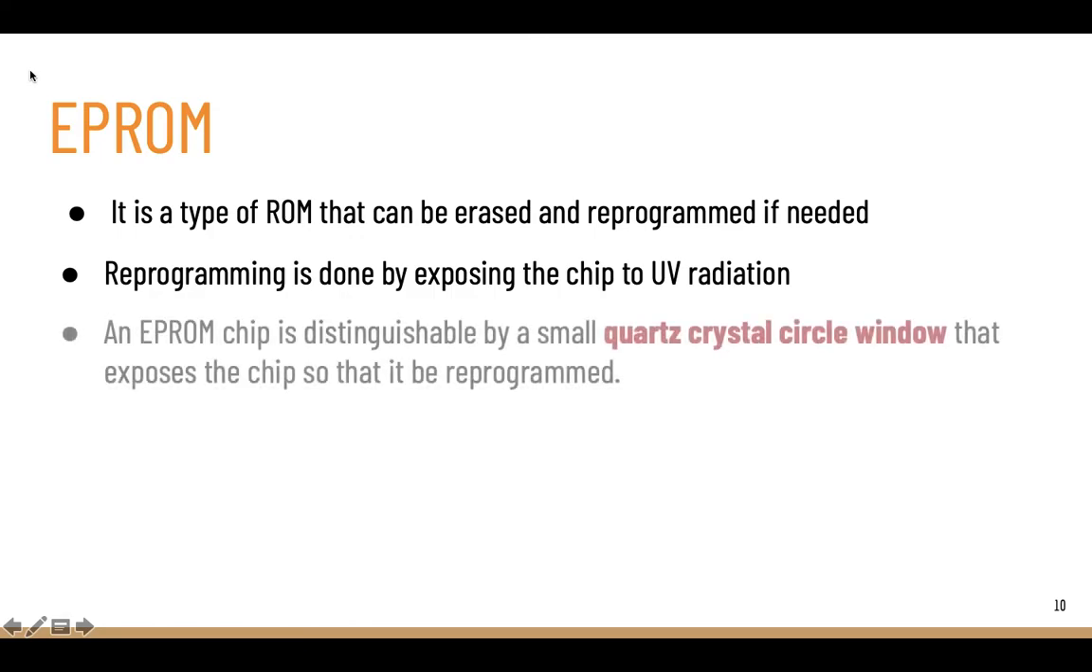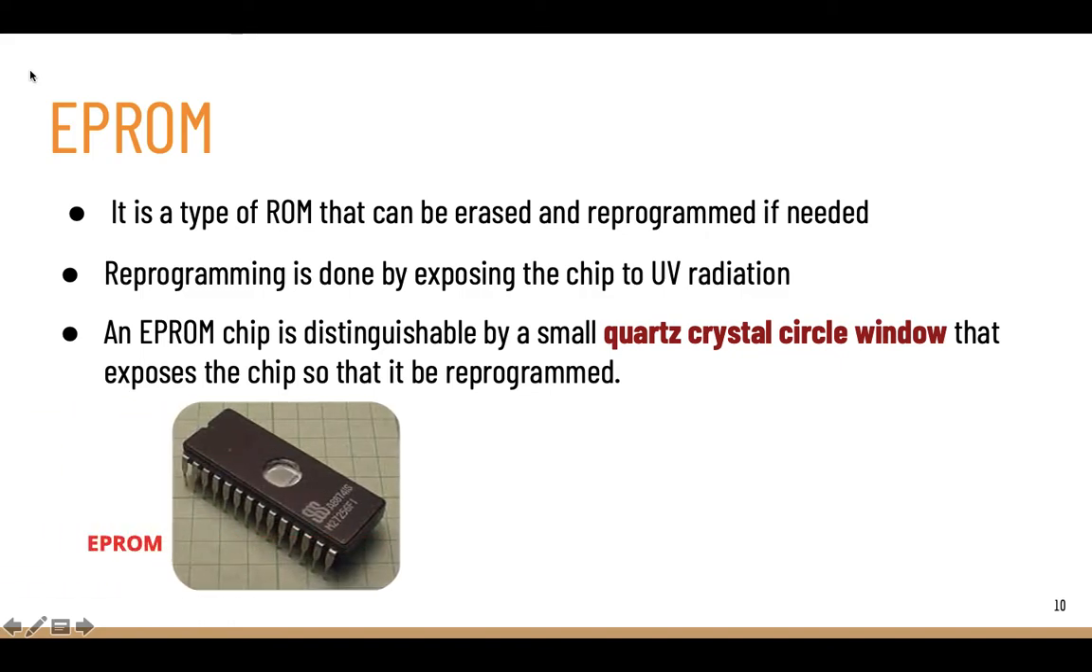of EEPROM. An EEPROM chip is distinguishable by a small quartz crystal circle window that exposes the chip so that it can be reprogrammed. Now, as we have already learned that reprogramming is done by exposing the chip to UV radiation, therefore this is how an EEPROM looks. In the middle, you will see that there is an exposed part.